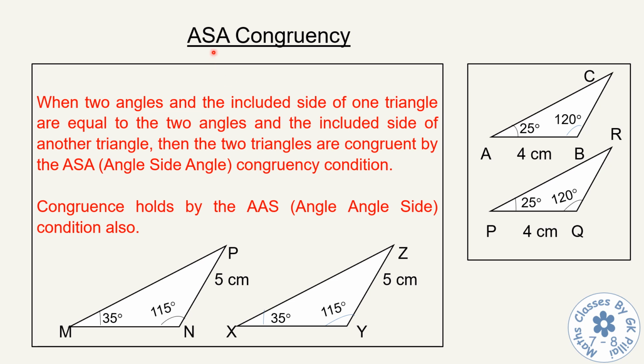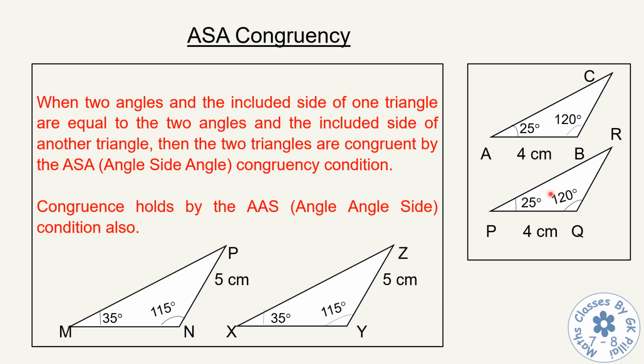The next one is ASA congruency, angle side angle. When two angles and the included side of one triangle are equal to the two angles and the included side of another triangle, then the two triangles are congruent by ASA congruency condition. Here you can see there are two angles, 25 degrees and 120 degrees of the triangle. And the side, AB is the included side here, 4 centimeter.